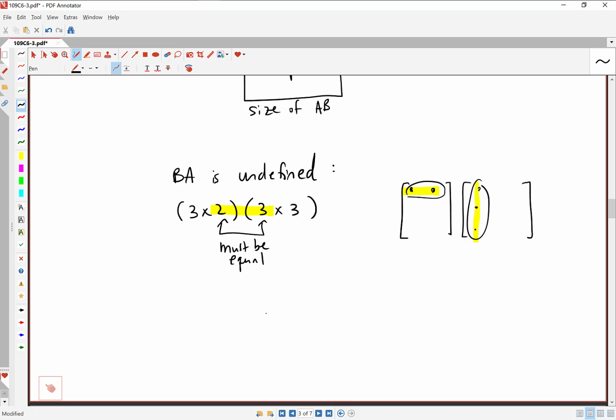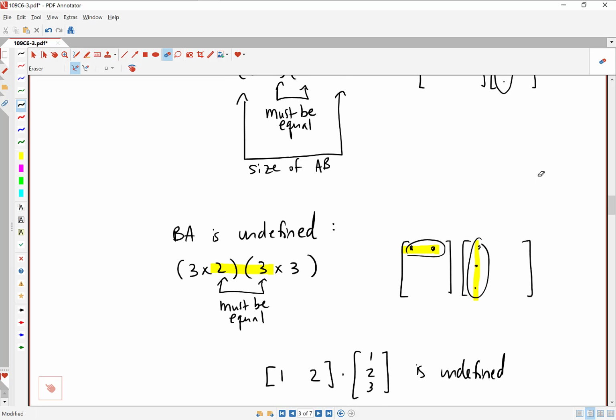So I think just to make this crystal clear, if you take something like this and you try to do a dot product with something like that, that is undefined because you have different numbers of entries in the row and the column.